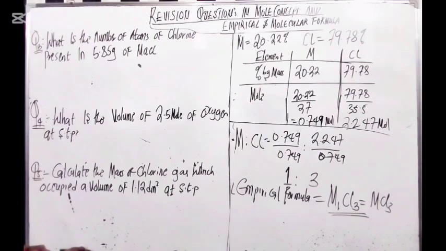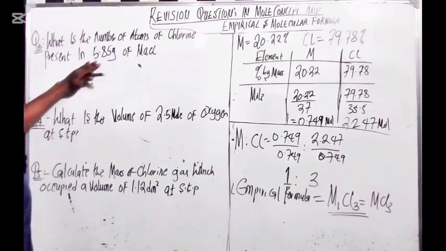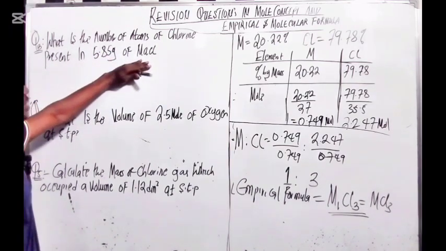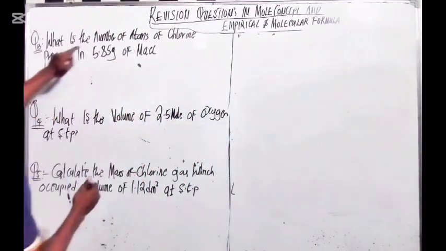Now let's look at this one here. What is the number of atoms of chlorine present in 5.85 gram of NaCl? So please pay close attention here. So what is the number of atoms?